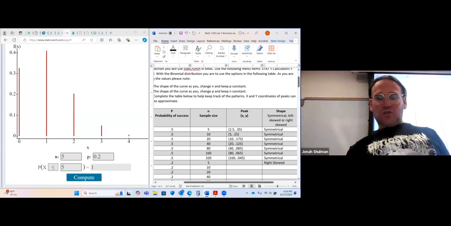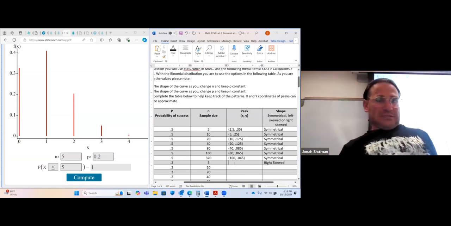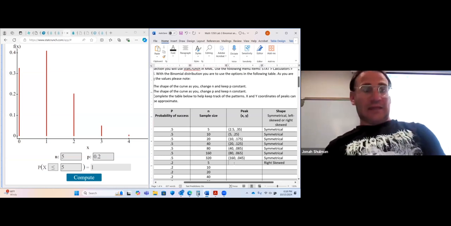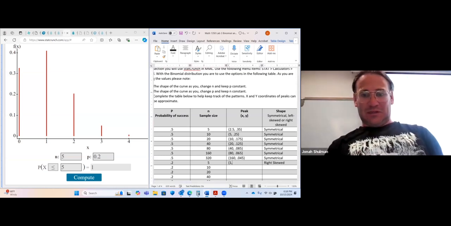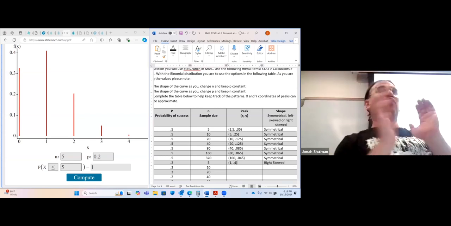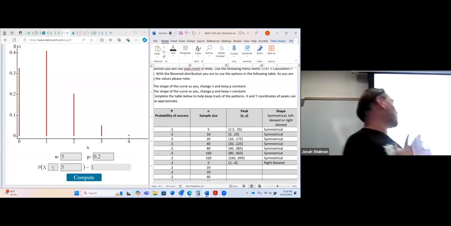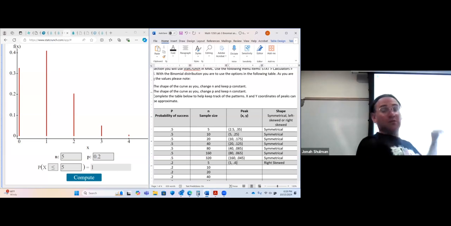So, REA, here's the first one. Do you see the peak? I like 1. 1, and what's the other number? It's just 40%. 0.4 is perfect. So this is perfect. You see it's right there. There's the peak.